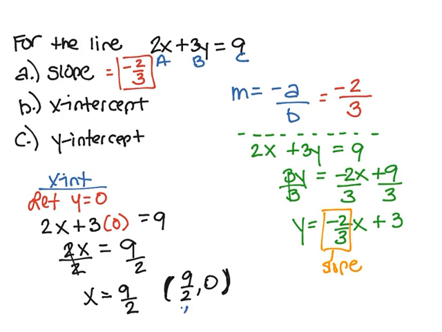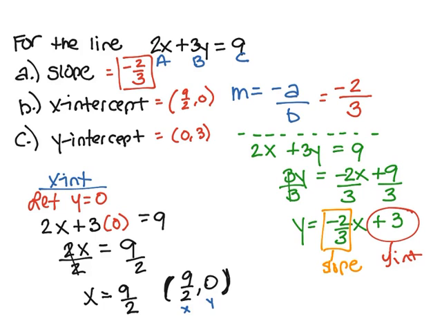Your x coordinate has to be the 9/2. Your y coordinate is 0 because we let y be 0, okay? So that would be our x-intercept. And then to find the y-intercept, if you solve for y, your y-intercept would be 3. Okay, it would be 3. And you would write that as 0, 3.